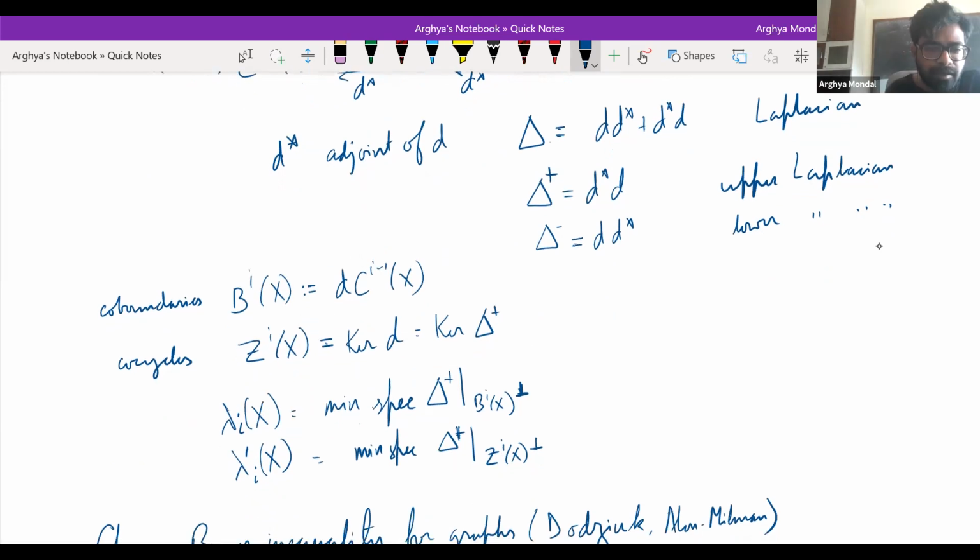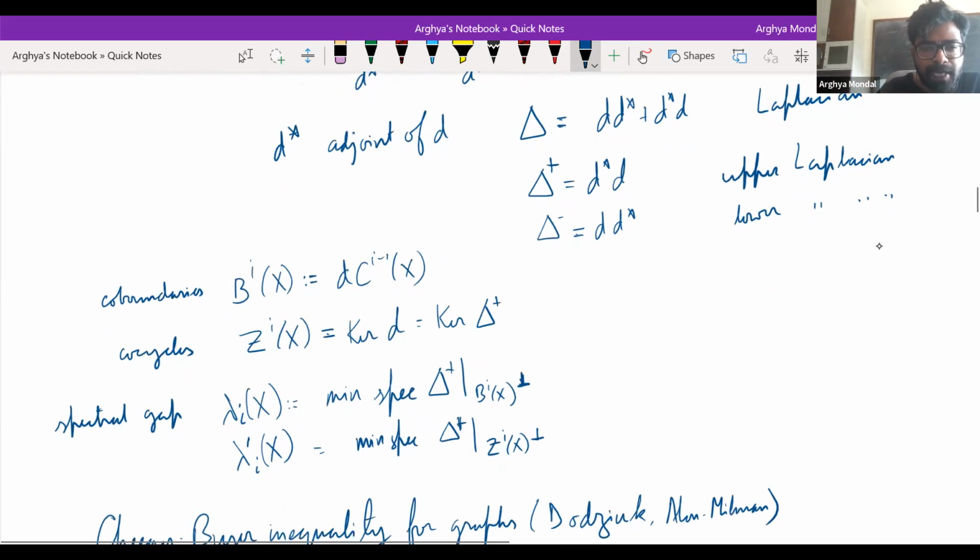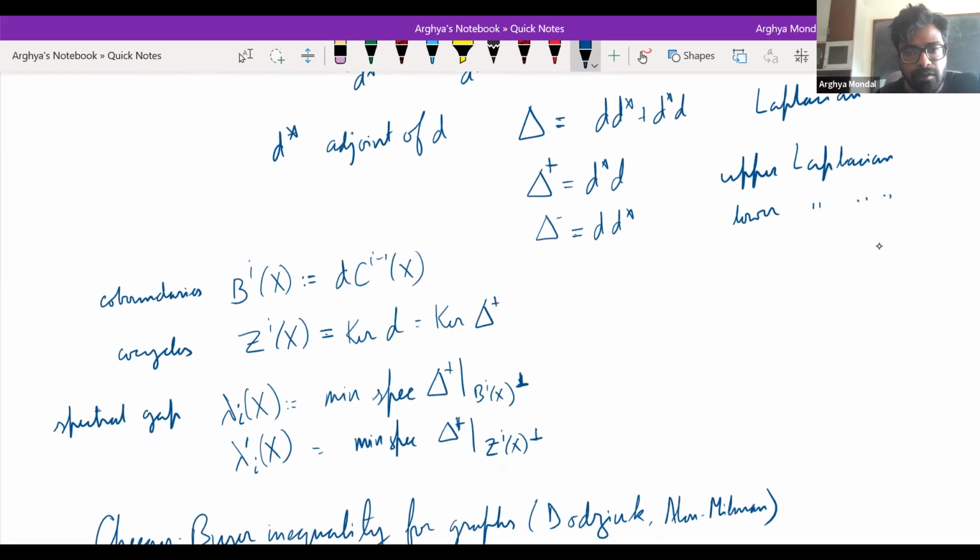And then you define something called the spectral gap, which is the least eigenvalue of the upper Laplacian when it is restricted to the perpendicular of the coboundaries. In fact, note that if the ith cohomology is non-zero, then this guy is exactly equal to 0. Spectral gap is 0. And then there is something called essential gap.